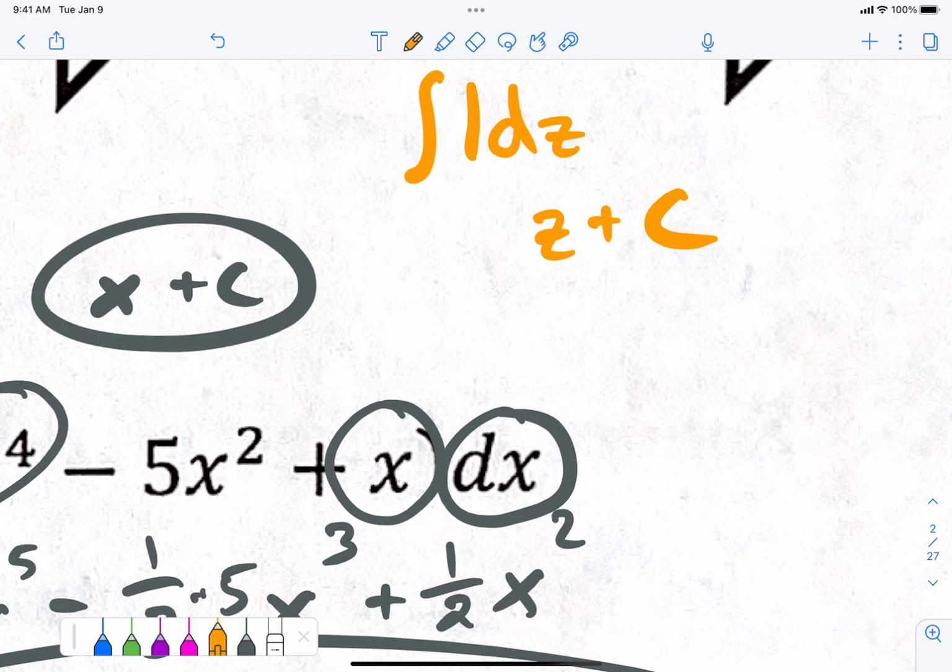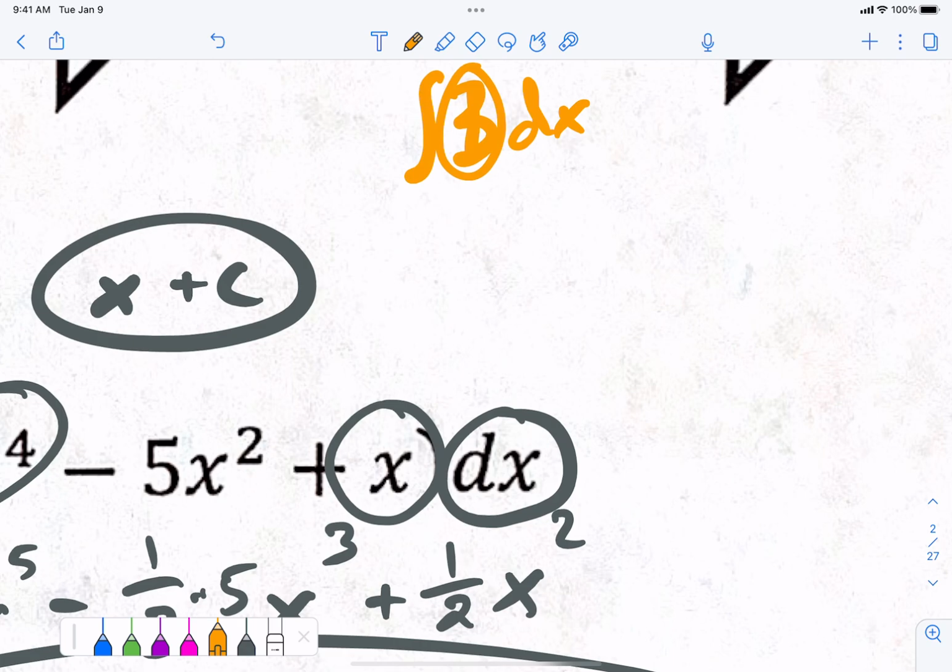What if it was 3dx? If it was 3dx, then what do you take the derivative of to get 3? 3x, right?